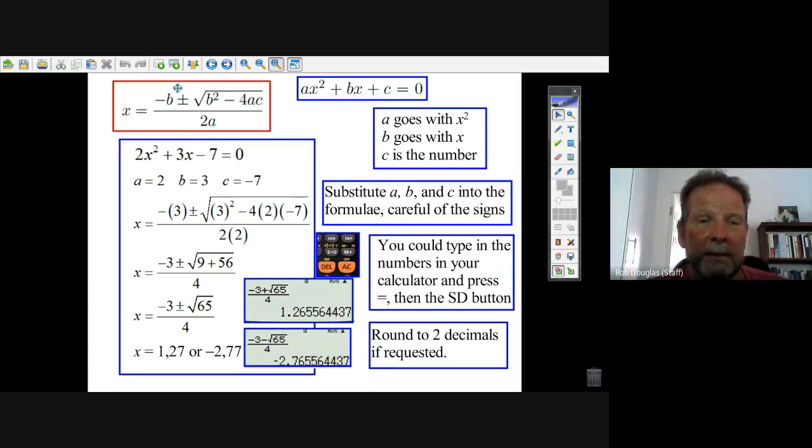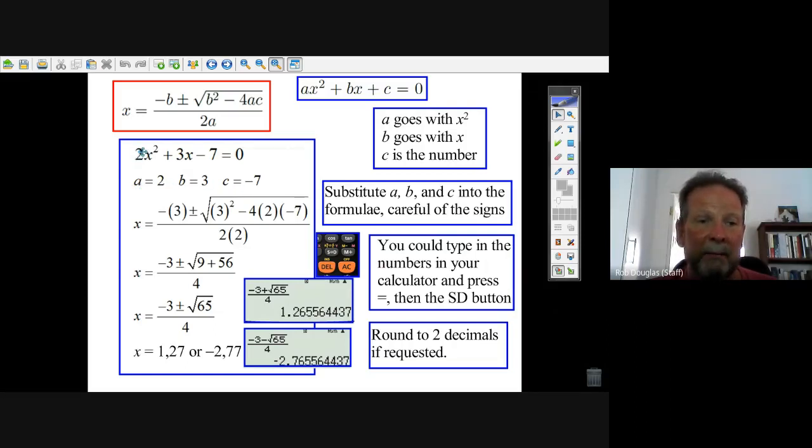Okay, we're going to use the quadratic formula, and here it is, the quadratic formula. You start off, you need a quadratic equation in the form ax squared plus bx plus c. Make sure you put it in standard form or you'll get all confused. The first thing you have to do is identify what a, b, and c are.